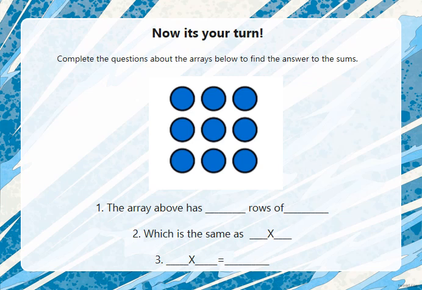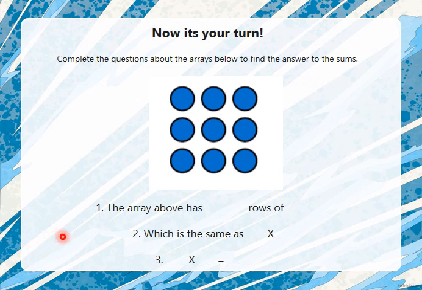Okay, now it's your turn to do one on your own. Remember, you are looking at the picture of the array and you are filling out each question 1, 2 and 3. Write these 3 questions in your maths book and pause the video now to fill out your answers. Welcome back. How did you go?